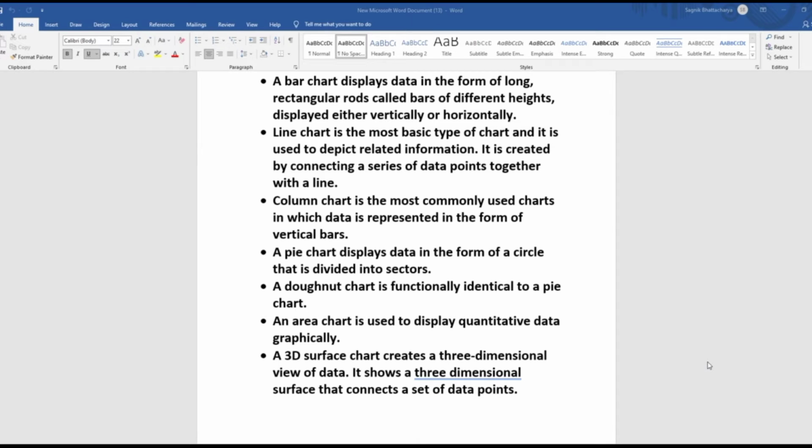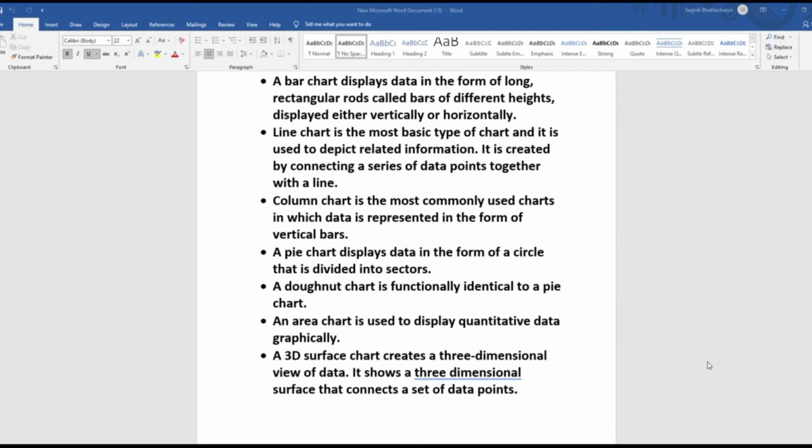Now, what is a donut chart? A donut chart is functionally identical to a pie chart. The difference is that unlike a pie chart, a donut chart may contain more than one data series. It displays data as a percentage of the whole. So each ring of a donut chart represents one data series. The category groups or series groups are represented by individual donut slices as a percentage of the sum of all the values in the data series.